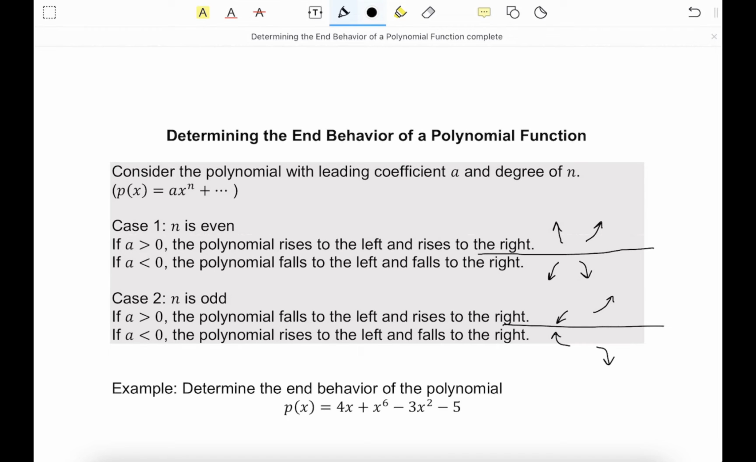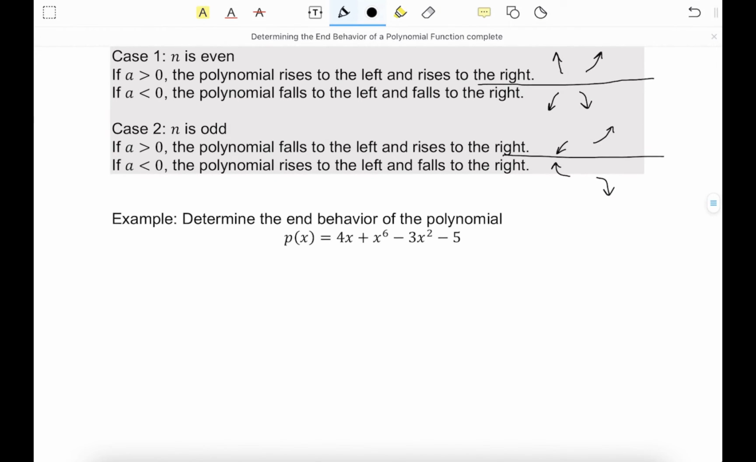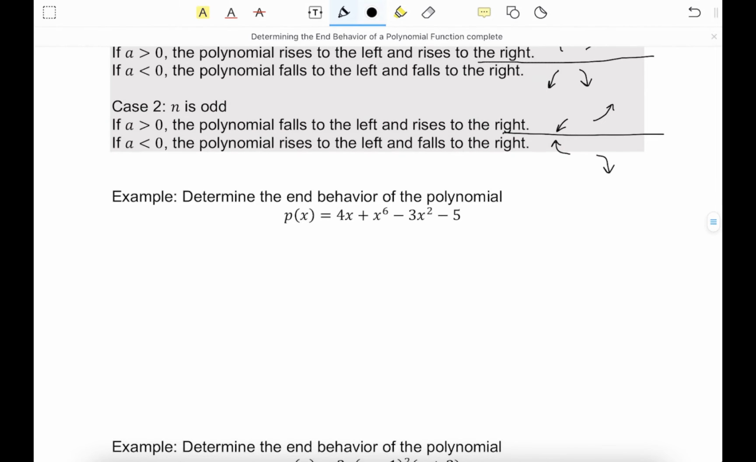In between there, it could go up and down, or it could be kind of a straighter line. But at the infinities, real far to the left, real far to the right, the polynomial will behave this way. So you just have to look at the leading coefficient.